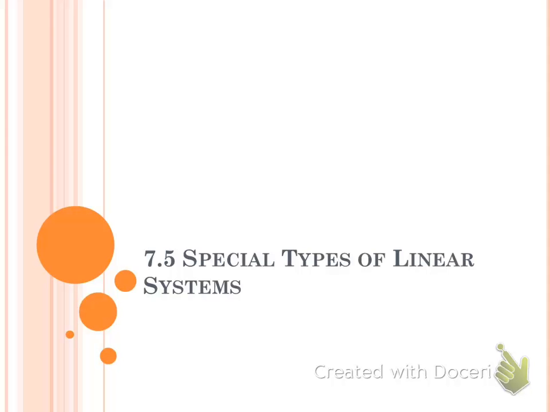Okay, lesson 7.5, what we're going to do is we're going to be solving special types of linear systems. If you remember 7.1 to 7.3, we learned the 3 different ways to solve a linear system. The first way was the graphing method, where we graphed each of the lines and figured out where they crossed, and that was our solution.